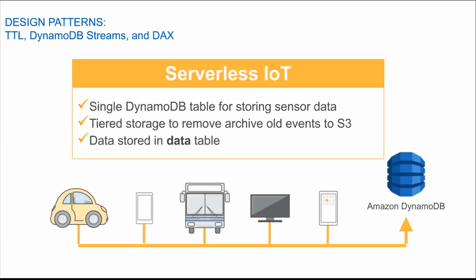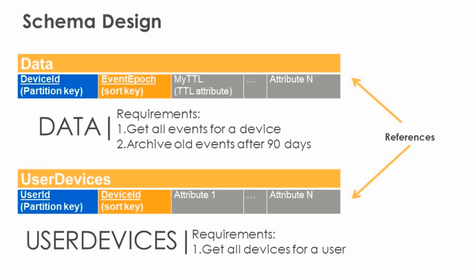We're not going to use any time series tables, for those of you who may be familiar with those. What we have is a data table with a device ID as the partition key, and the timestamp when the data is created as the sort key. This is going to let us get all the events for a day. And then for the second requirement, we're going to add the TTL attribute like we had in the previous design, and once it's expired, we're going to have to write that to S3.